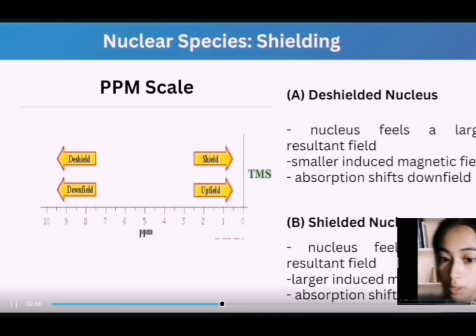So, in summary, the deshielded nucleus has low electron density, so it is downfield, and that's why its ppm value is high. In the shielded nucleus, meaning high electron density, so it is upfield, because the chemical shift is lower, meaning it has a lower ppm value.